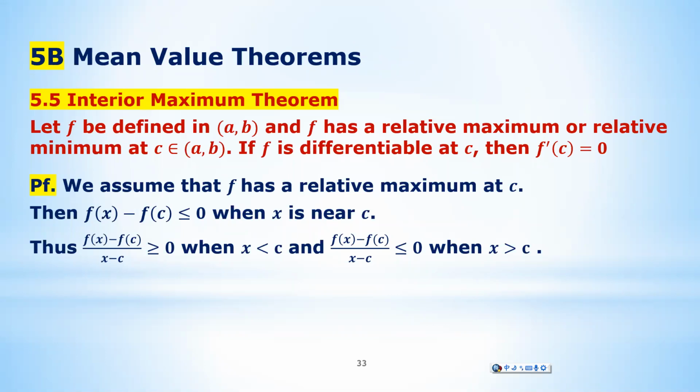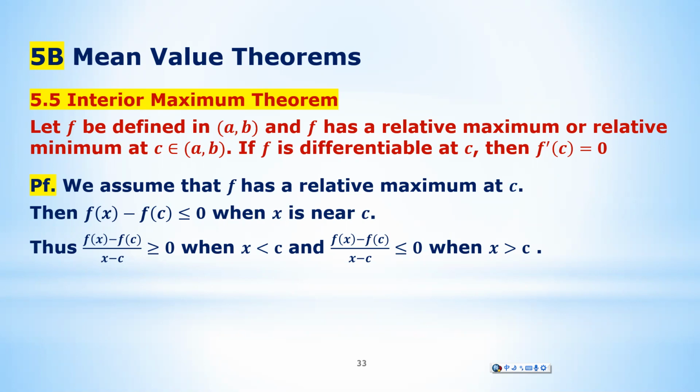However, if you let x be on the right side of c, then the situation changes. Then f(x) minus f(c) is still non-positive, but the bottom becomes positive. So the ratio becomes non-positive. So when x is on the left side or the right side, the ratio behaves differently. On the left side, it's non-negative. On the right side, it becomes non-positive.